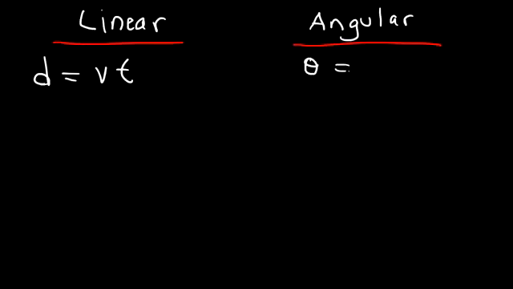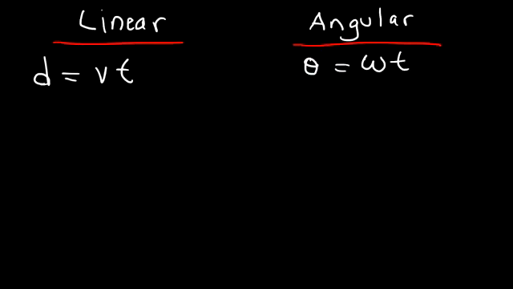Angular displacement is equal to omega times t. Notice the similarities between these two equations. So v represents linear speed or linear velocity. Omega is angular speed or angular velocity. D can represent displacement or distance depending on how it's used. Theta can be angular distance or angular displacement.